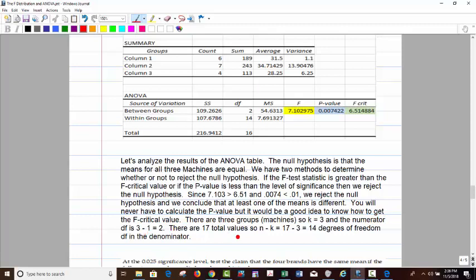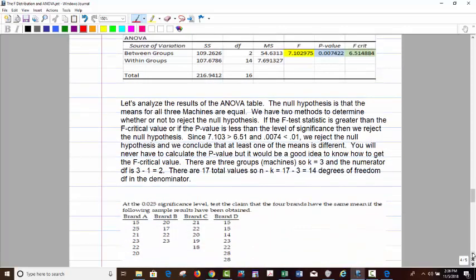Oh, here's where I was explaining the degrees of freedom right down there. And there you go. So 2 ways. So that means we think at least one of those washing machines' average times is not equal to the others.